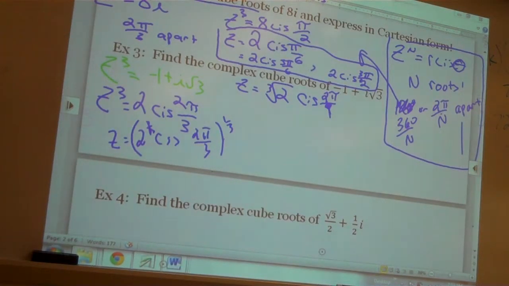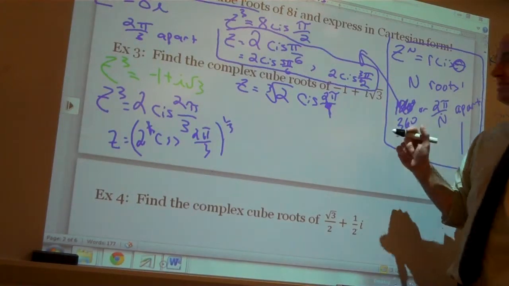Now I'm really thankful that we don't have to have this in Cartesian form. Over 9's not so nice.